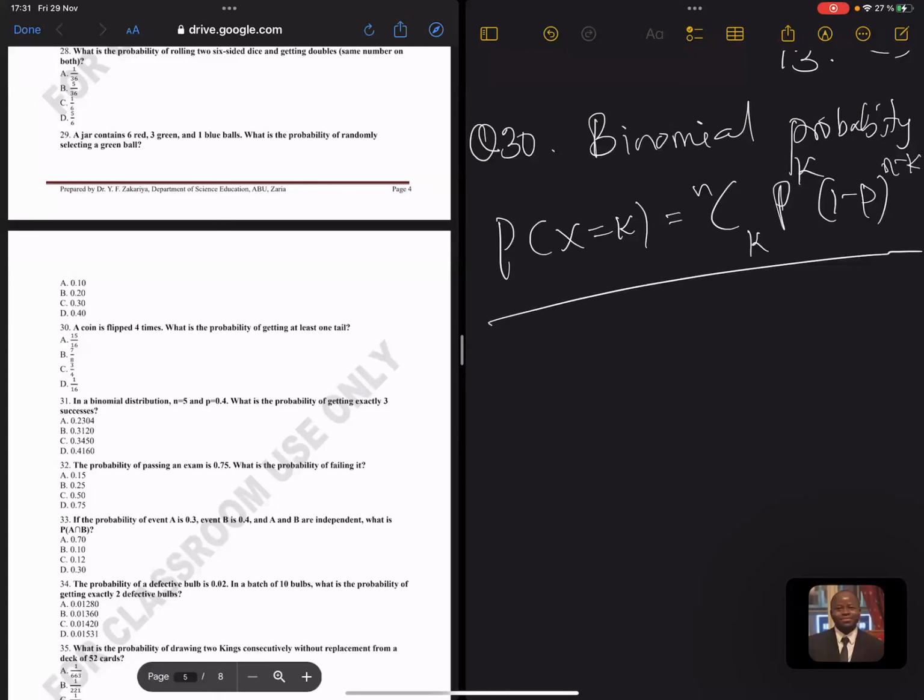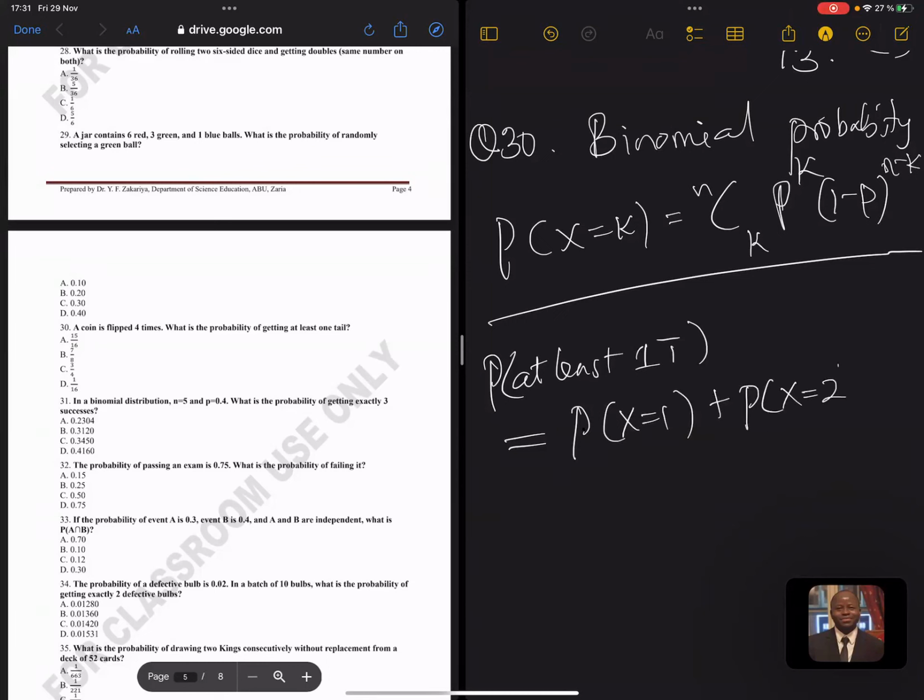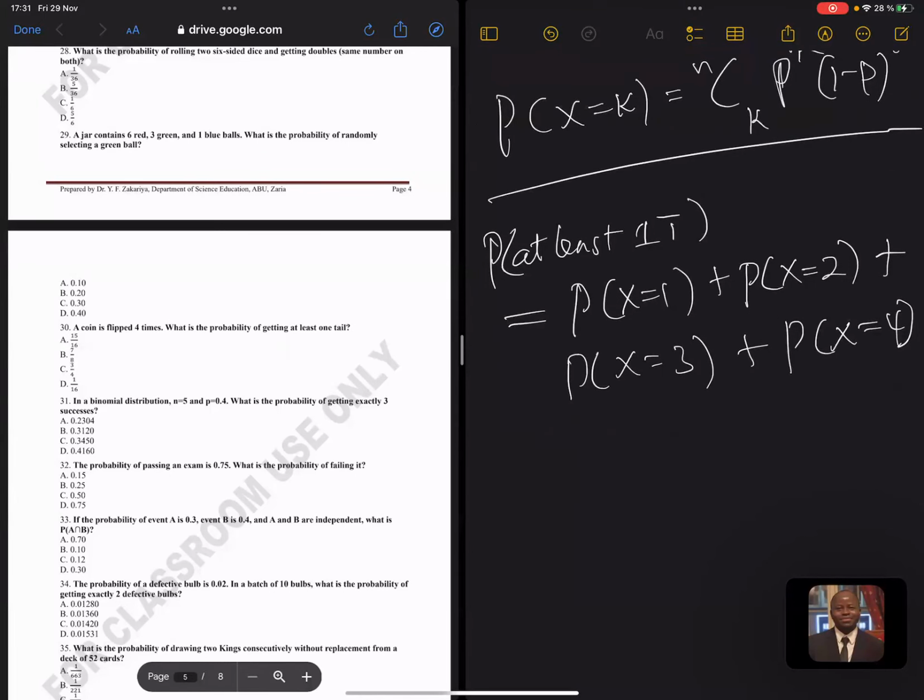So if you want the probability of at least 1 tail, it is going to be the probability of exactly 1 tail plus the probability of exactly 2 tails plus the probability of exactly 3 tails plus the probability of exactly 4 tails. This is one way to think about it, because they say at least. Is it okay?